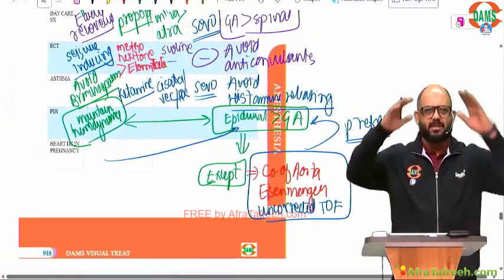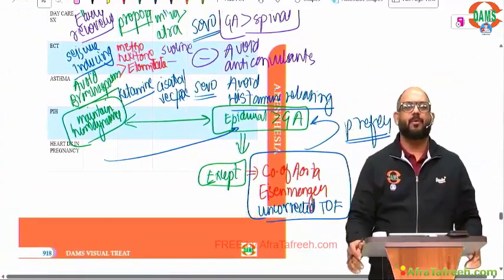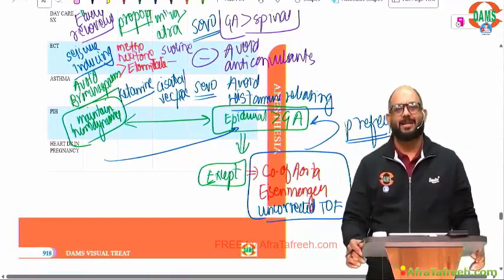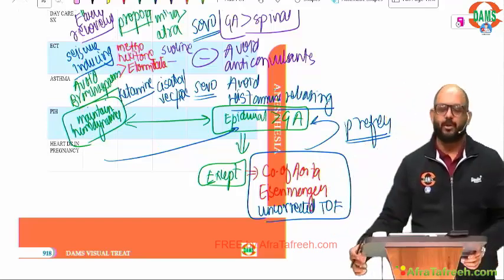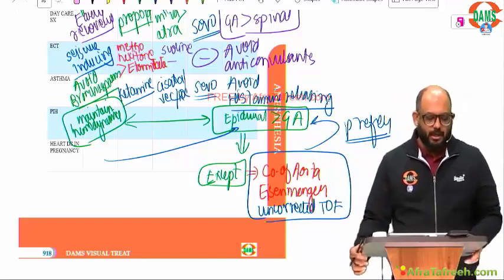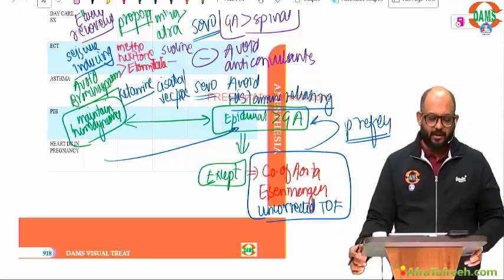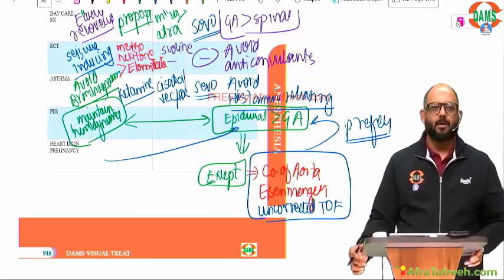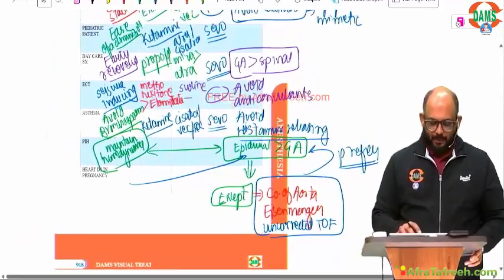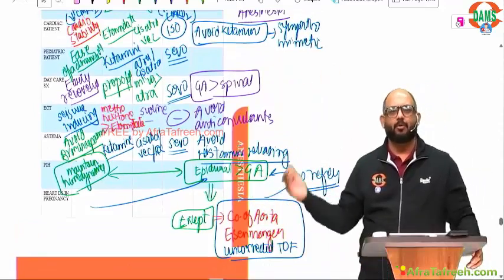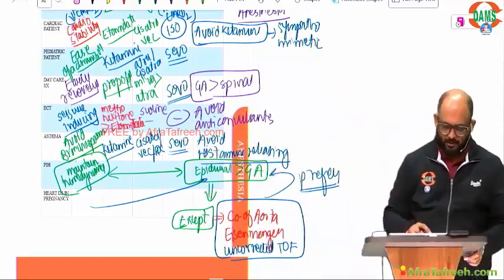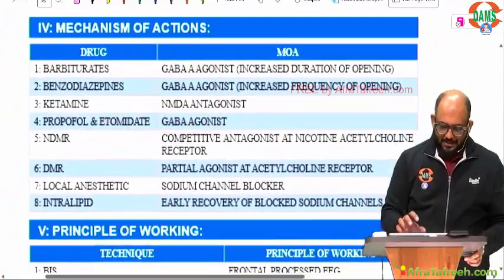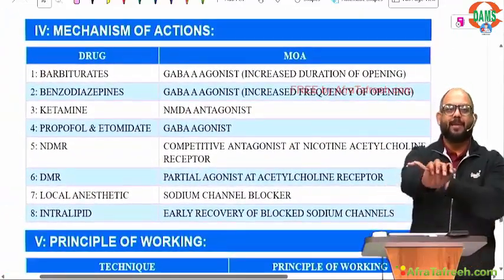So this is just an overview of how I wanted you to remember these anesthetic agents based on their use. That is the integration that I wanted to give you in this table. Once again, you have a table, go through it, either from top to down or from left to right. Alright. Now let's come to IV, mechanisms of action.